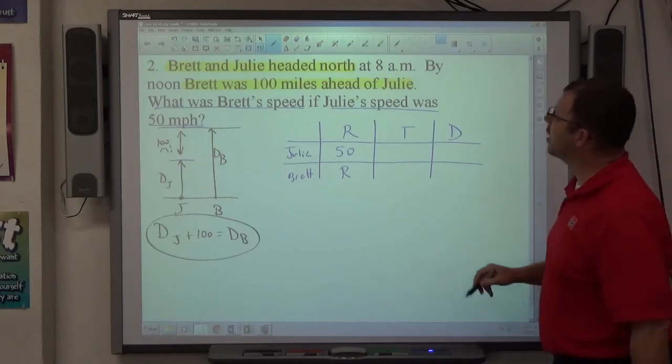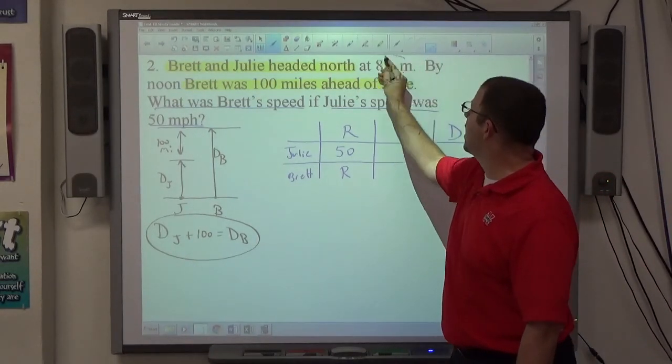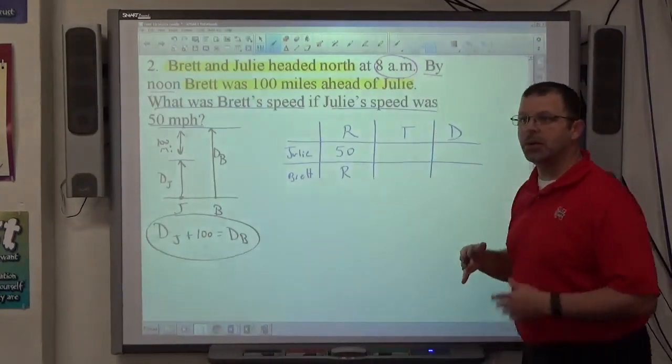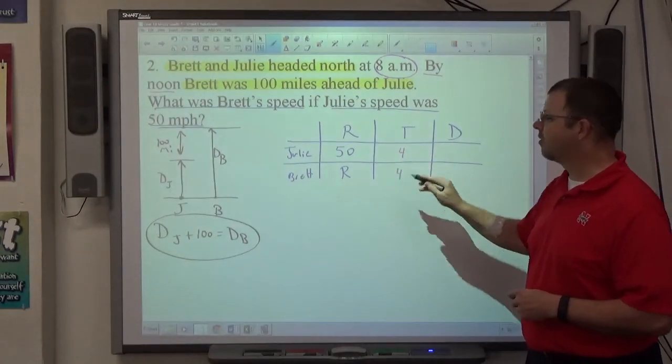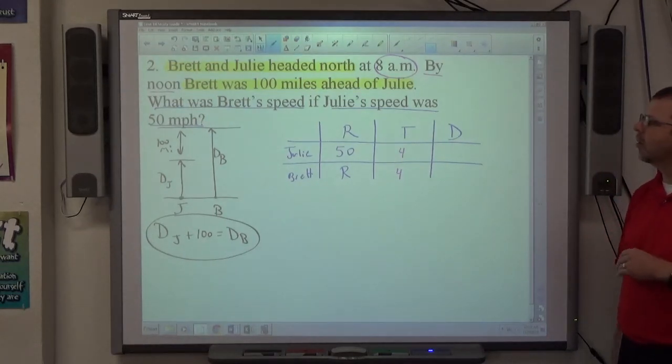known. And what you have to be careful of with this is time is elapsed time. 8 a.m. is when they started. It says by noon. Noon is 12 p.m. That's a total of 4 hours. Be careful that sometimes you use the words to represent times, noon, midnight, that kind of thing. Make sure you make an understanding of what that is. So 8 a.m. up till noon is 4 hours.